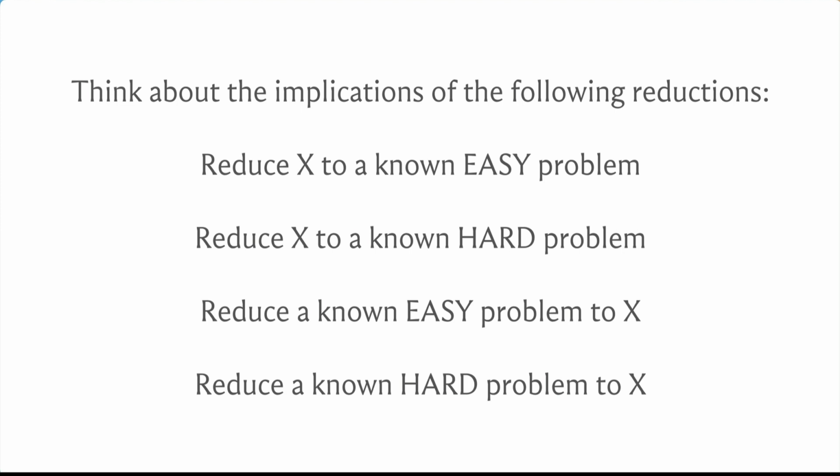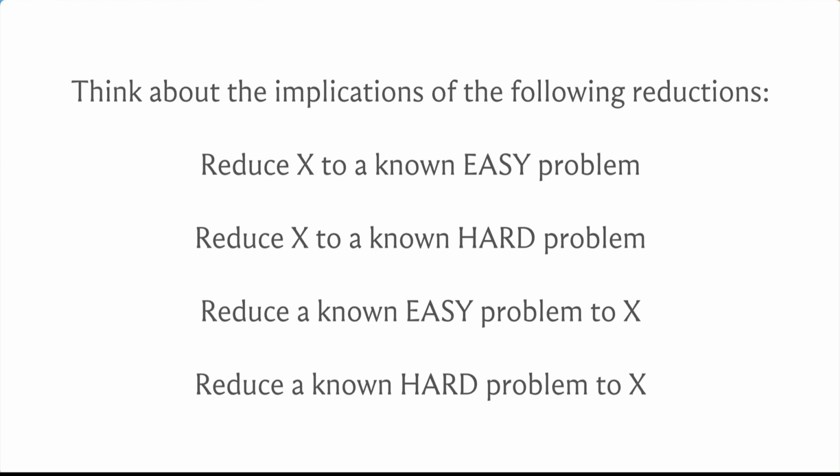And I would like you to pause the video here and really give this a thought. Think about what are the implications of each of these reductions. Assume that the reductions you have are valid. They transform instances of the source problem to equivalent instances of the target problem, pretty much the same way in which we have been doing for flows so far. So assume that you have valid reductions and that the reductions themselves are efficient. They run in polynomial time. What can you say is the impact of having reductions of each of these kinds?